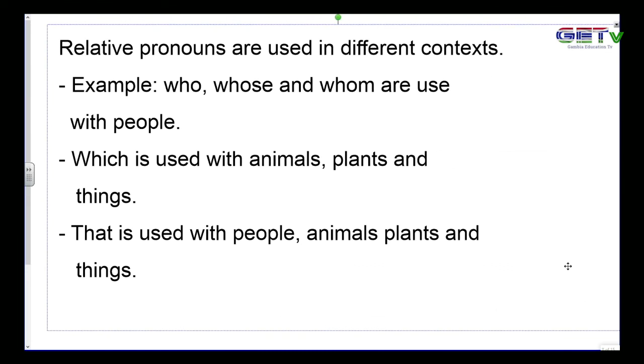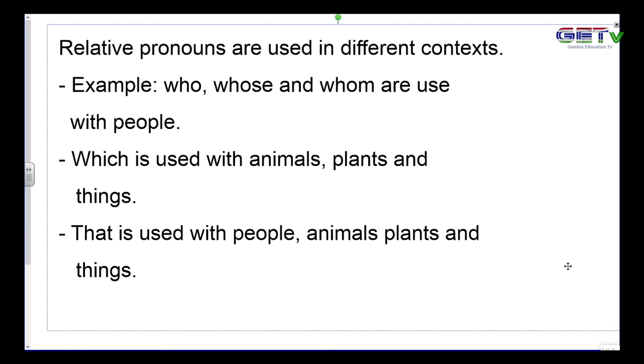Let's continue with examples of these relative pronouns in sentences. First, let's look at them in their context. Relative pronouns are used in different contexts. Example, who, whose, and whom are used with people, which is used with animals, plants, and things. That is used with people, animals, plants, and things.